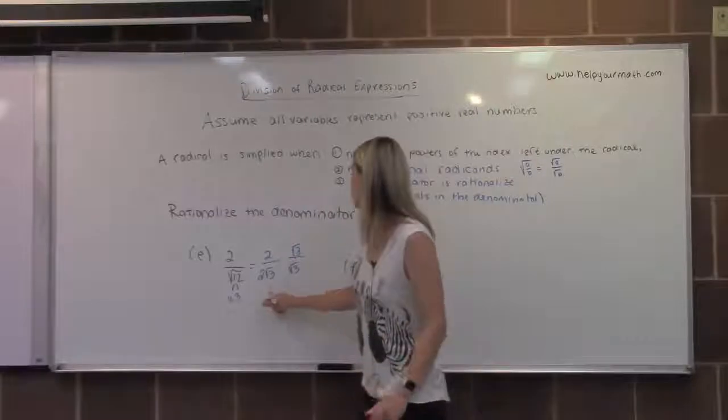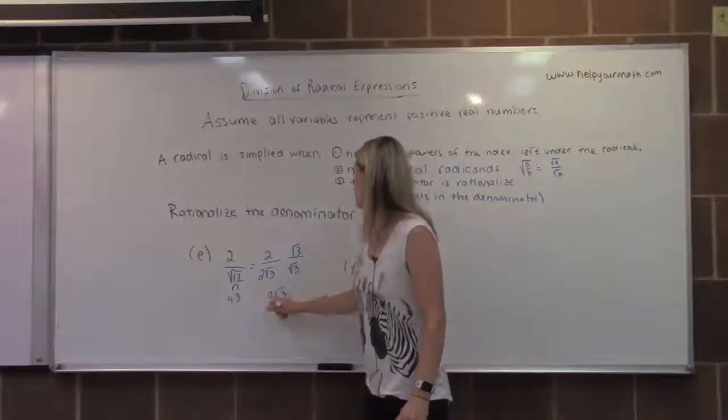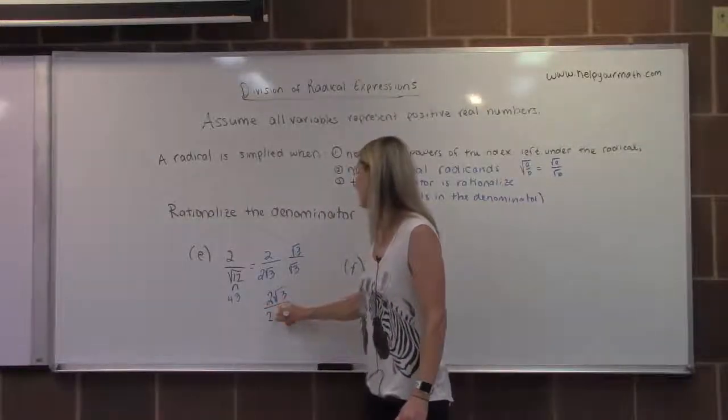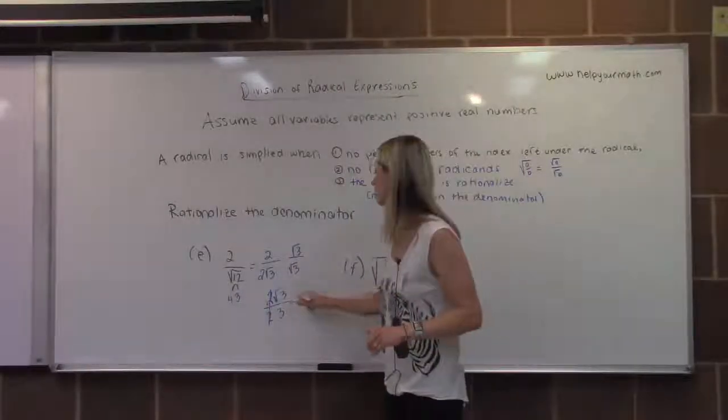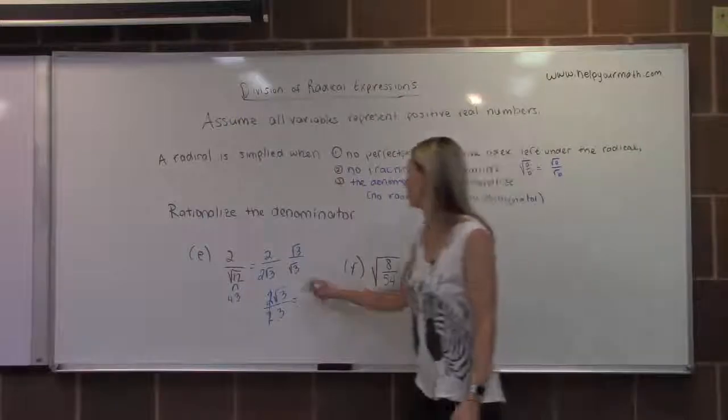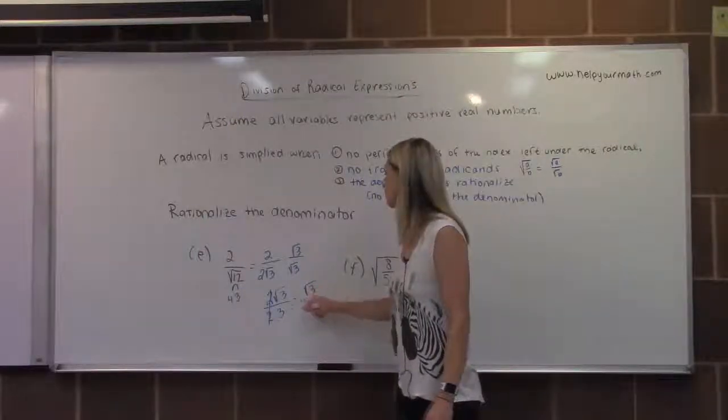Now I have 2 radical 3 over 2 times 3. And then I can now, I could have done it before, like I said, but I just wanted to make that point very clear. We're going to simplify the 2's. And what do I have left? The square root of 3 over 3.